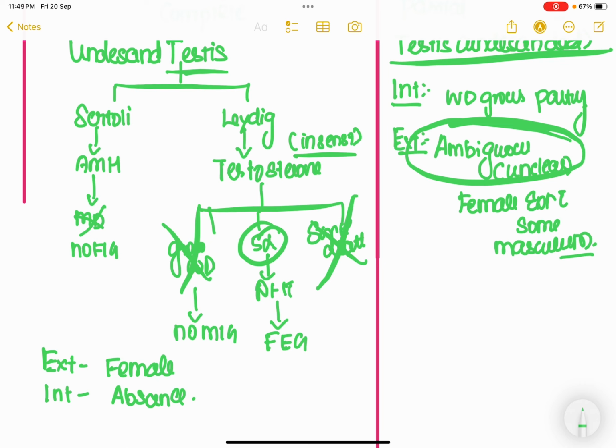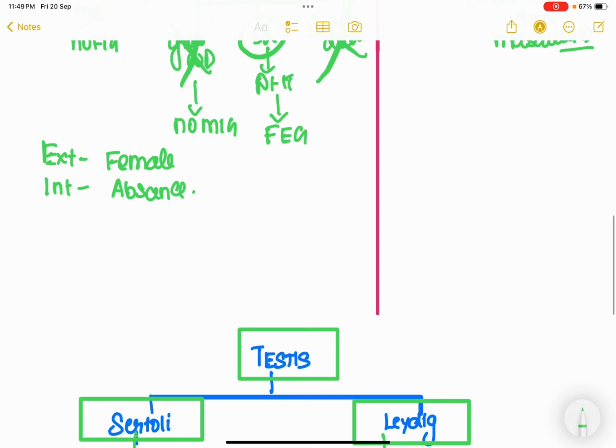Am I clear? Yes. So ideally, patients of androgen insensitivity syndrome, irrespective of whether it is complete or partial, are taken at birth to be a female child since they have female external genitalia despite their chromosome 46XY. Am I right? Yes. Okay, we'll discuss further now.